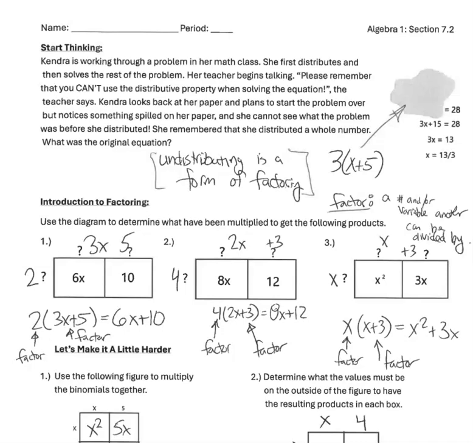Kendra looks back at her paper and plans just to start the problem over because she knows that she went over and distributed, but noticed something spilled on her paper and she cannot see the problem before it was distributed. She remembered that she divided by a whole number. What was the original equation?